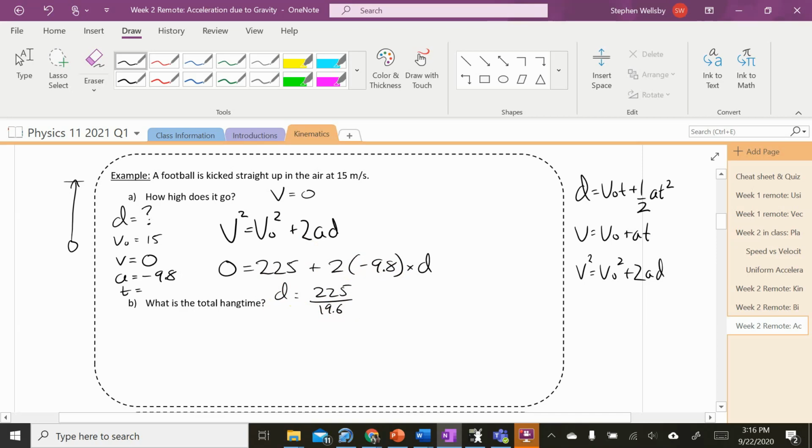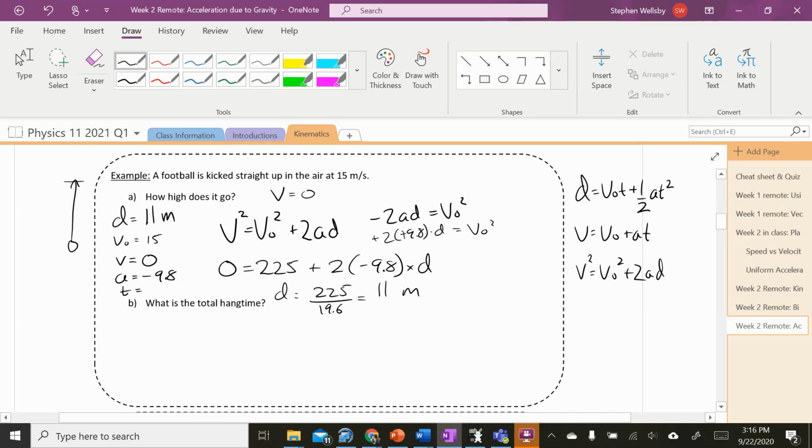Actually, just in case there's some confusion, let's go through the whole algebra here. So we have 0 equals V naught squared plus 2AD. That would leave us negative 2AD equals V naught squared. I just subtracted 2AD from both sides. And this is where we have negative 2 times negative 9.8 times D equals V naught squared. These negatives are going to cancel out. So D equals 225, that's V naught squared, divided by 2 times 9.8, which equals 19.6. And that's going to give us a height of 11 meters. So I'm going to put that in here for our answer. We've got the height that it reaches is 11 meters.